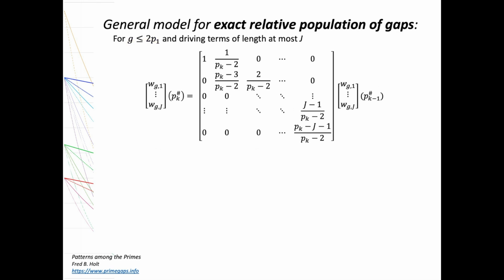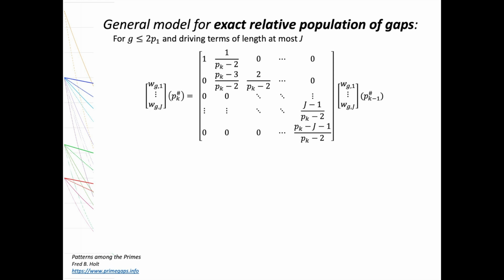So what we do is we factor out the super exponential growth. Let's isolate the super exponential growth and look at the coefficient, the exact relative population of gaps. So when we divide away that super exponential growth, we get this linear system.